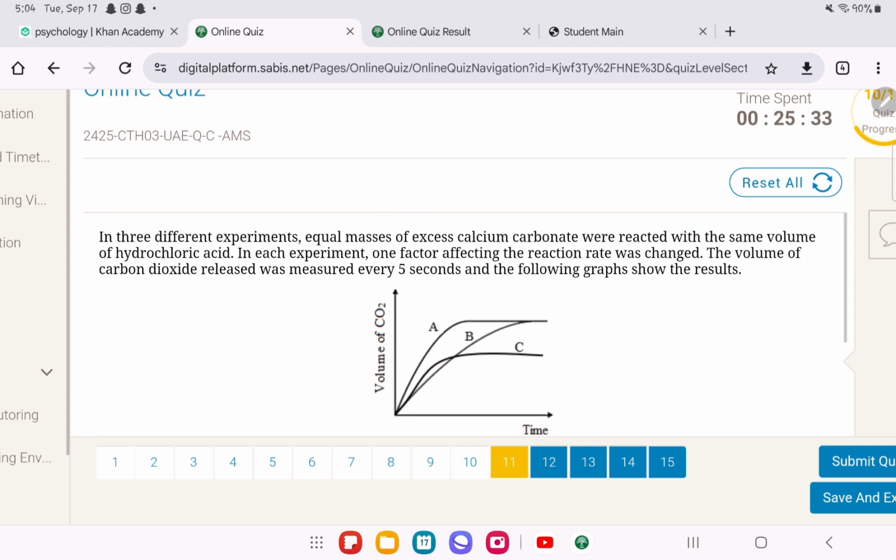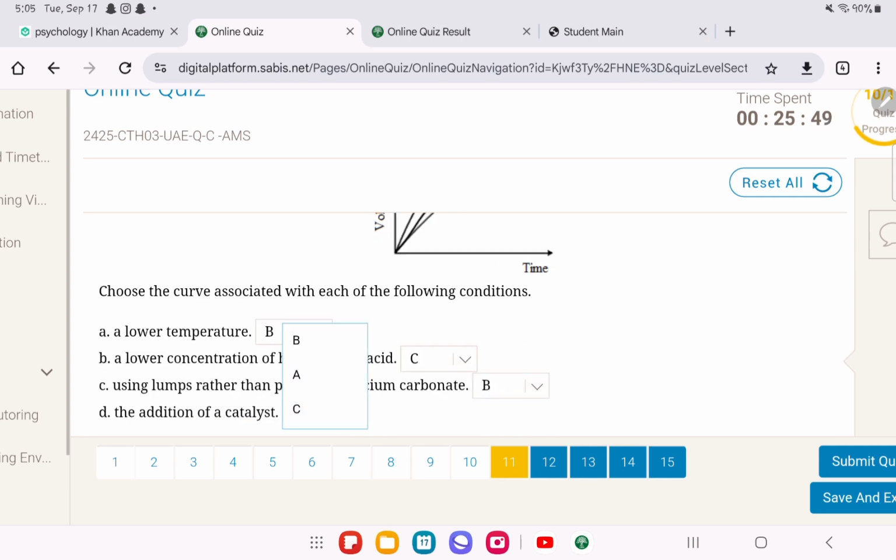Now the addition of a catalyst. When you add a catalyst, the rate is gonna increase, but the plateau is gonna stay the same. So A has the steepest slope. That means it definitely had the addition of a catalyst.